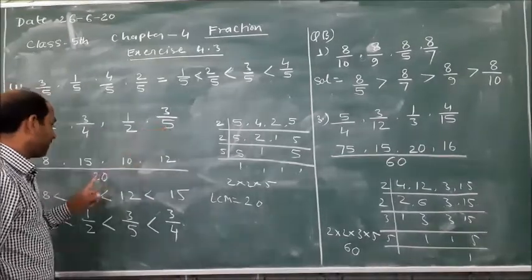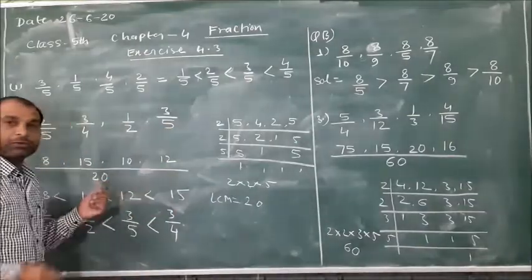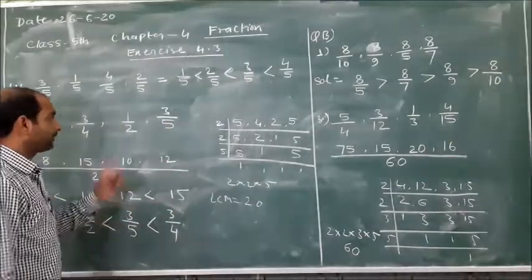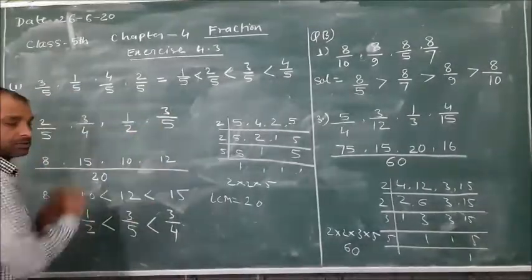Here 20 divided by 5. 5 fours are 20. Answer is 4. And 4 threes are 12. So this question is solved.